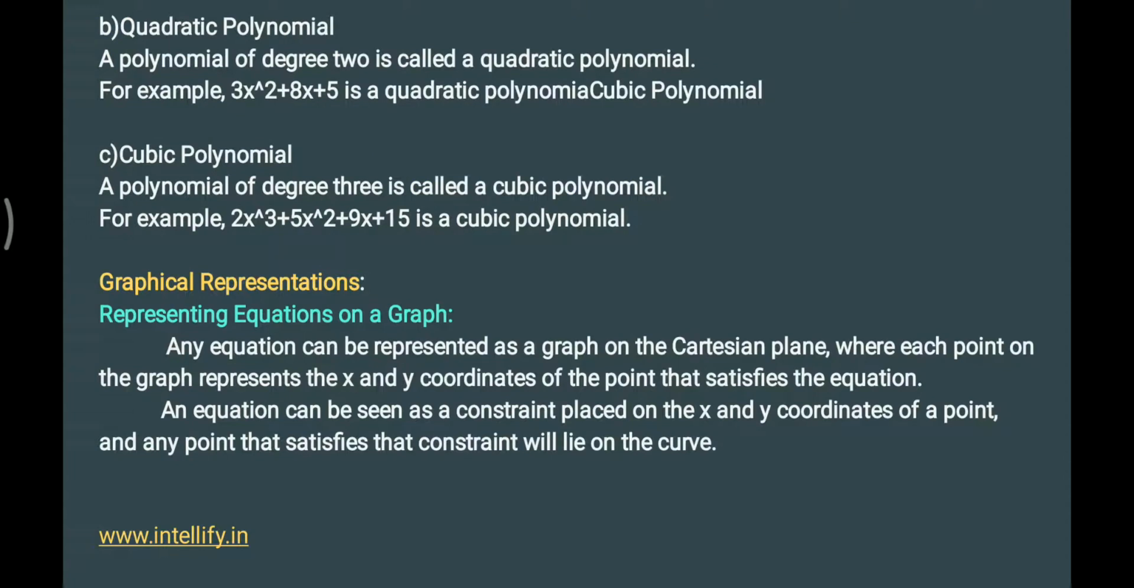Firstly, let's go to the quadratic polynomial. A polynomial of degree 2 is called a quadratic polynomial. For example, 3x squared plus 8x plus 5 is a quadratic polynomial.